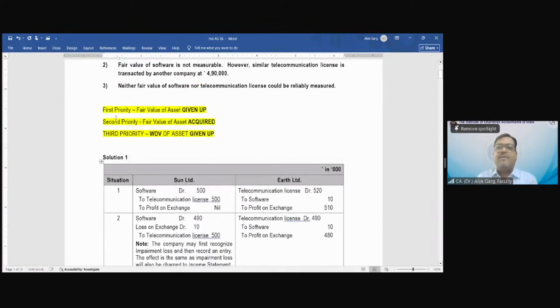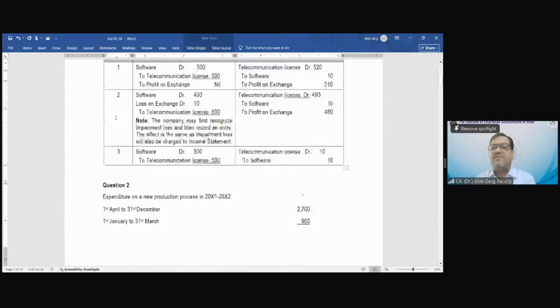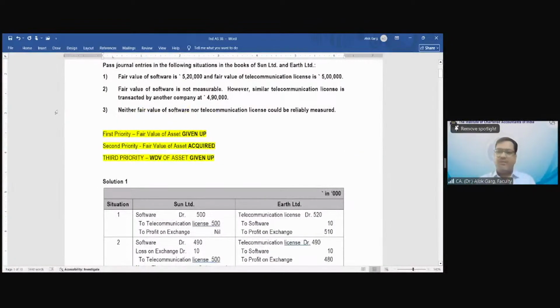Third, neither fair value of software nor telecom license could be reliably measured. Straight 10,000 entry. Very good. So WDV of the asset given up is 10,000. Telecom license account debit, to software 10,000. Right? So have you understood the concept of exchange of asset? Will you remember?